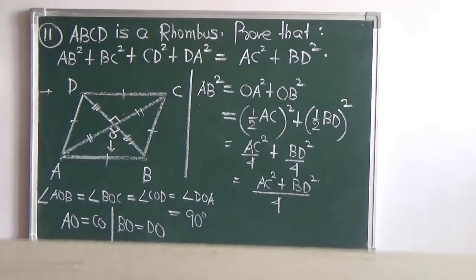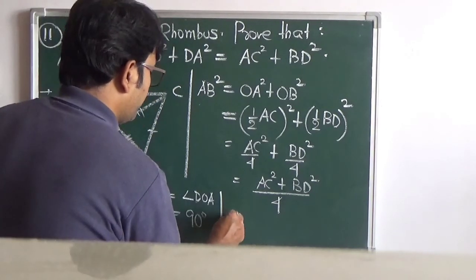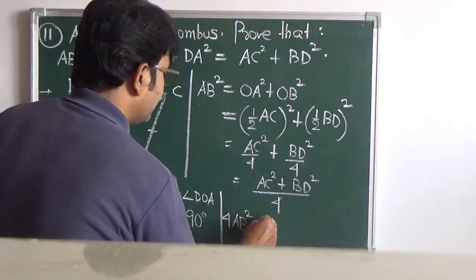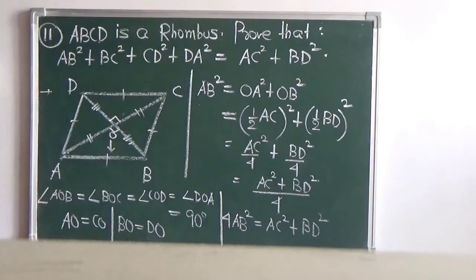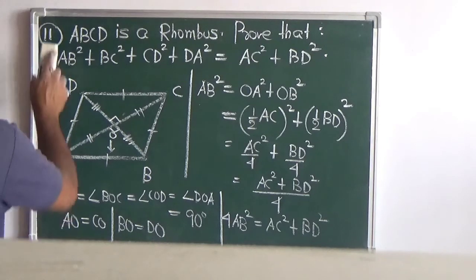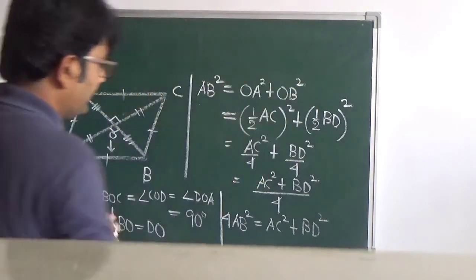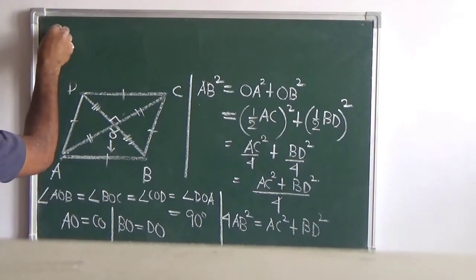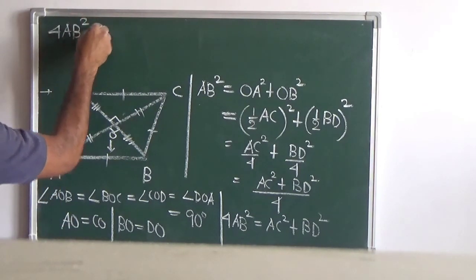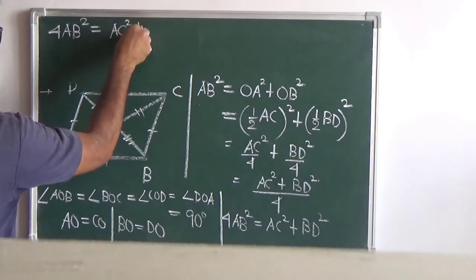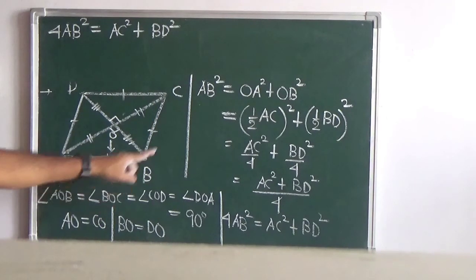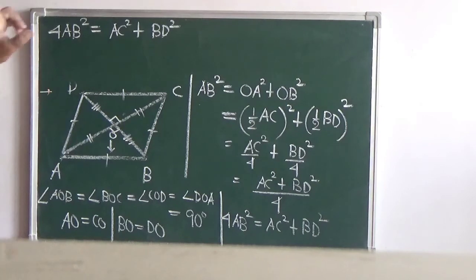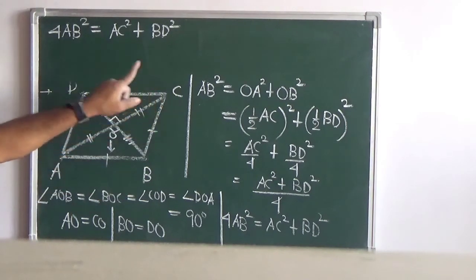Now if we cross multiply, we have 4 times AB square is equal to AC square plus BD square. Hopefully it is okay till now. Now we have got 4AB square is equal to AC square plus BD square. And we know that all the sides of this rhombus are equal. So AB equals BC equals CD equals DA.